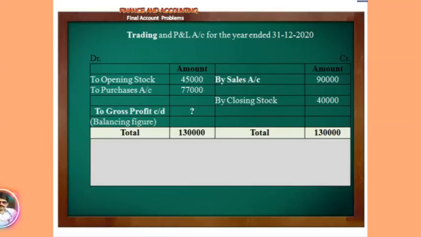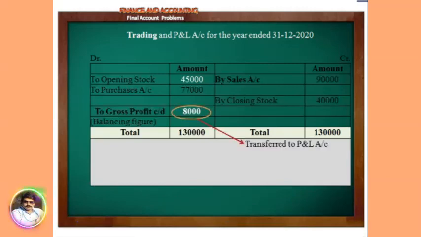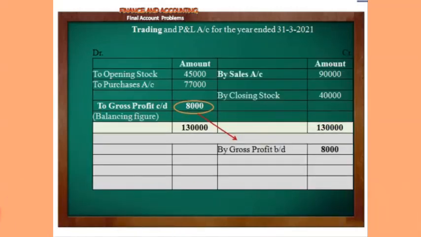Then the trading account. Opening stock 45,000, purchases 77,000 on the debit side, no other item. Credit side we have sales 90,000, closing stock 40,000. So total of the credit side is 1,30,000 and that is higher compared to the debit side. So debit side there is a deficiency and that will be gross profit, that is 8,000, which will be transferred to the profit and loss account credit side.